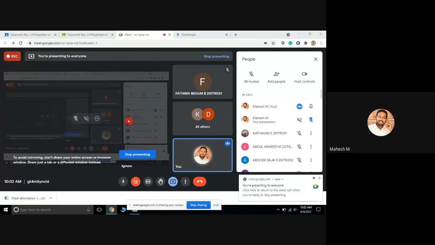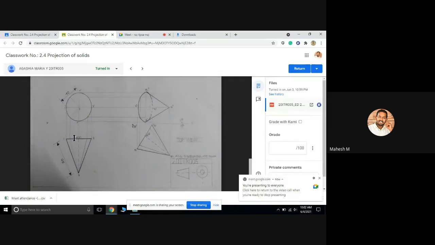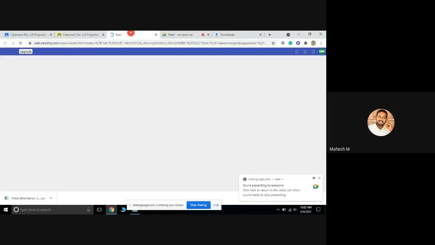Okay, I hope my screen is visible to everyone. I have a small instruction for you. Please look at this assignment. It is a cone, it is a solid, so it is our last assignment. While doing this, please remember one thing, the dimensions should be proper. So you should do your dimensions properly.